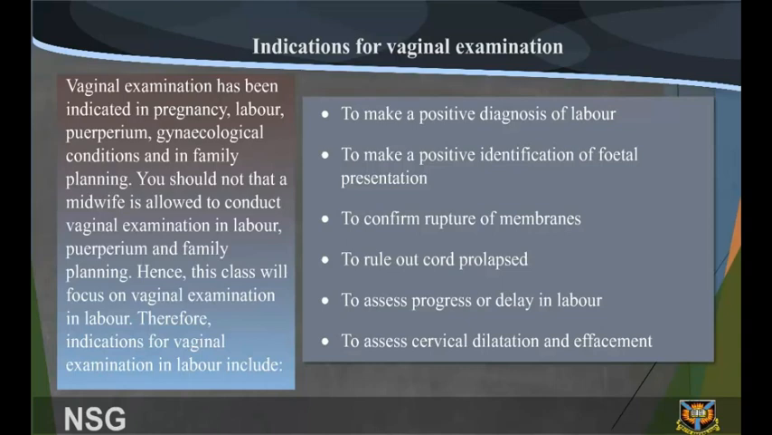Therefore, indications for vaginal examination in labor include to make a positive diagnosis of labor, to make a positive identification of fetal presentation, to confirm rupture of membranes, to rule out cord prolapse, to assess progress or delay in labor, and to assess cervical dilatation and effacement.